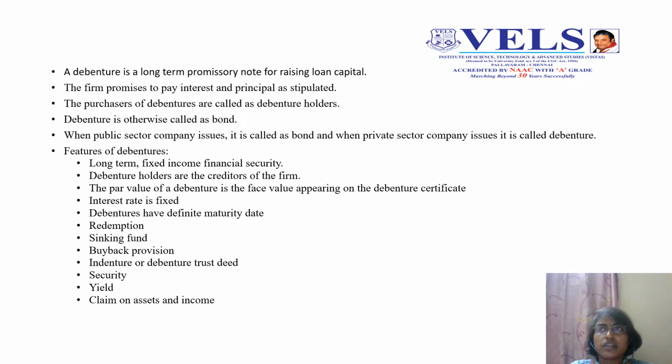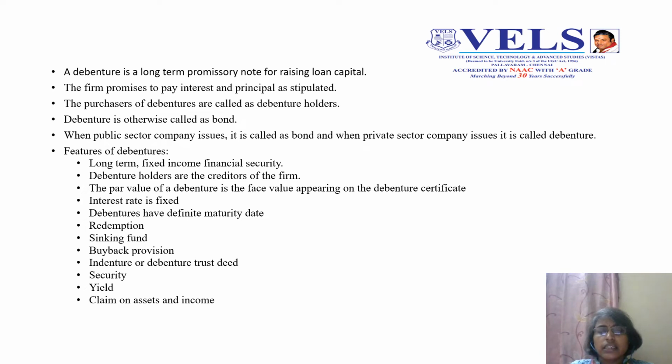It can be redeemed by the company. Then the claim on assets and income. As I told, when the company dissolves, the first thing they settle is the debt, which means the bank loan as well as the debentures. They have a claim on income in priority to the preference shareholders as well as the equity shareholders of the company.